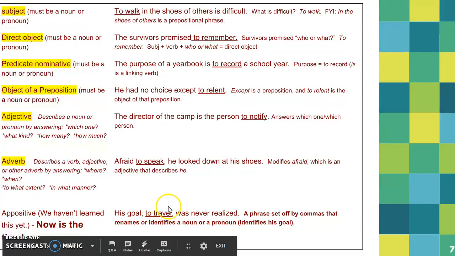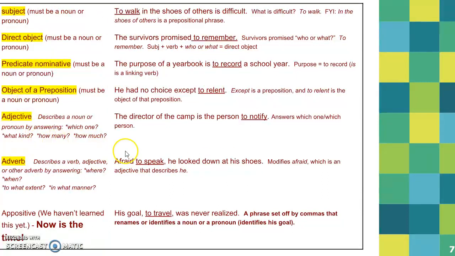Very simple here. And so it's set off by commas. If you need to look up appositives to understand what that is, you can. This is something, though, that is not going to be identified on your test. I just wanted to introduce it to you for the first time today. Okay? So, you can see infinitives in any one of these situations.